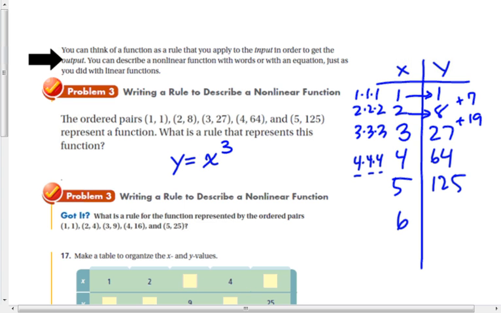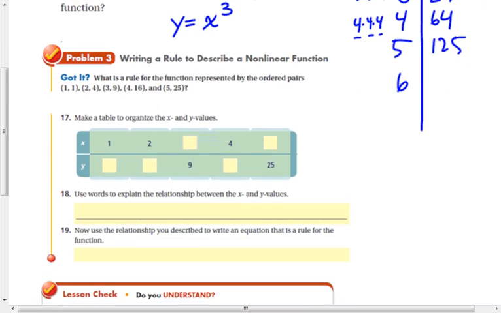Go ahead, you look at this situation here, fill out the table, and see if you can recognize what rule we can use for that function.